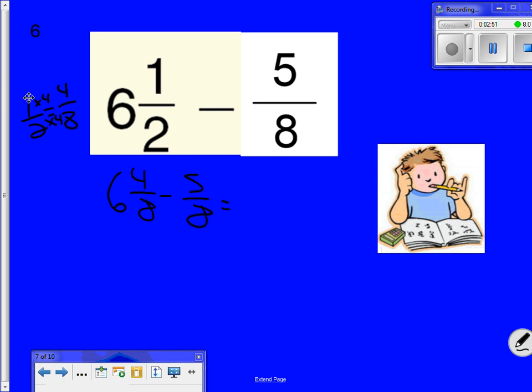I can't just subtract across. My answer is not 6 and 1/8. I have to borrow. Crossing off the 6, I'm putting a 5 here. I'm borrowing, I'm adding an 8 to that 4, so I have 12 over 8. I'm going to subtract 5/8. This equals 5 and 7/8.